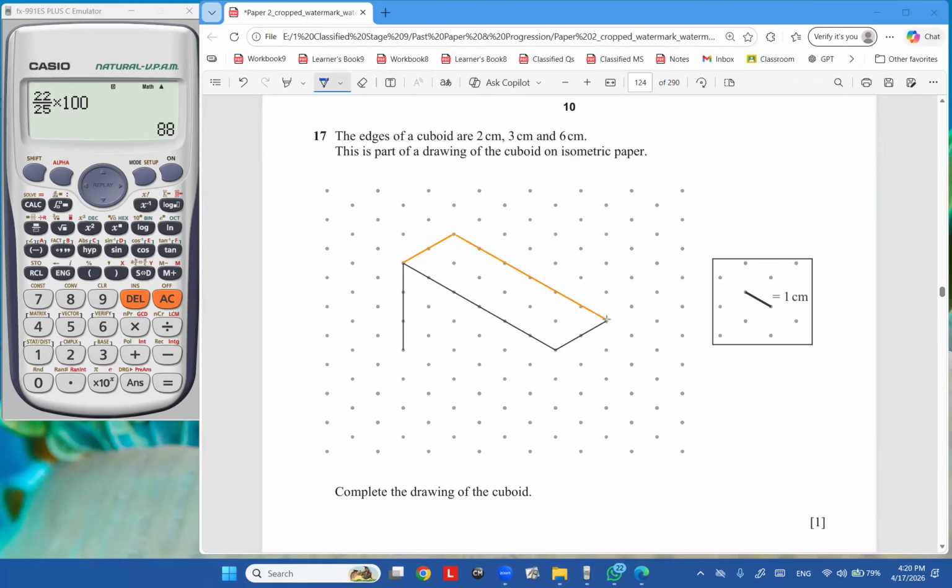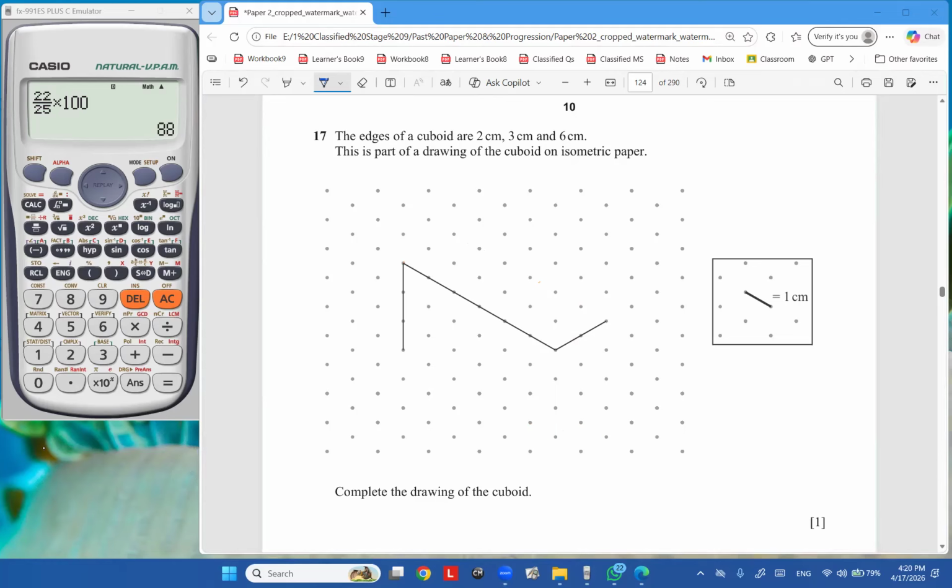Now I drew the top part of the cuboid. I need something that is parallel to this, 1, 2, 3. Then I need to go down from here, 1, 2, 3. Here you go. And then you connect them this way. After that, I need to go the same length, 1, 2, 3, and then you connect them. Just like this. So now I drew the cuboid.